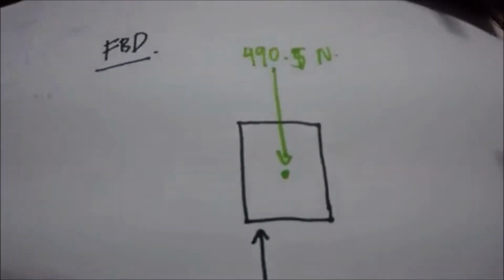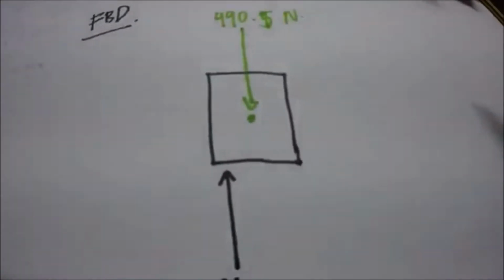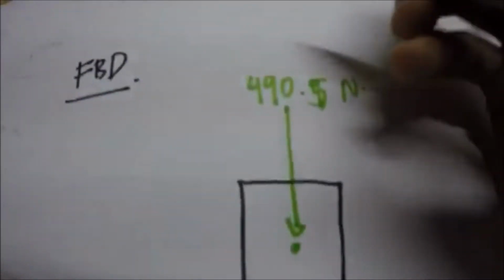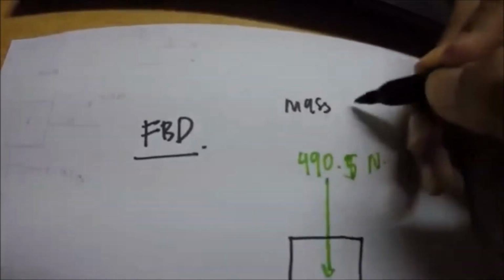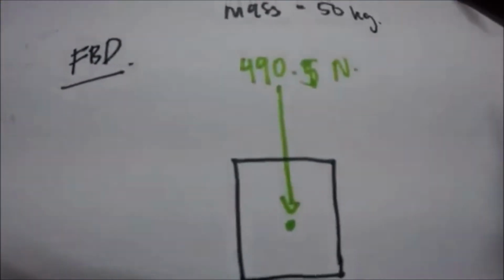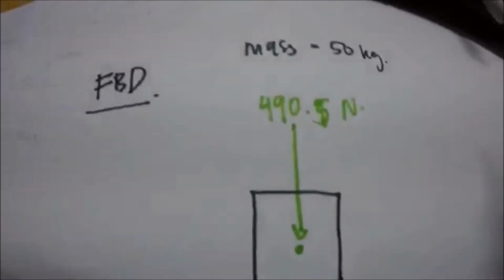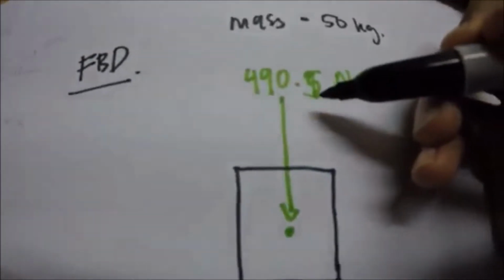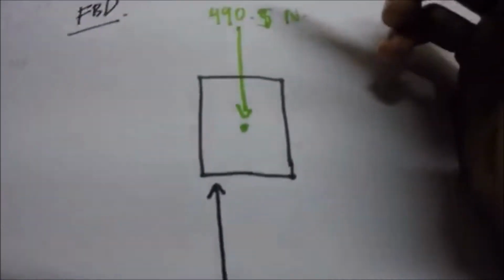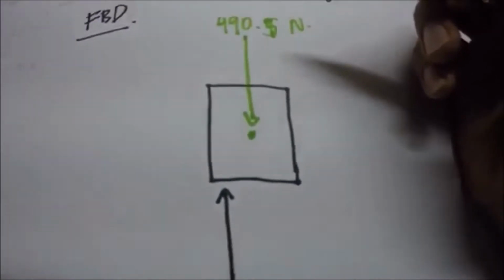Okay, so now I will explain the free body diagram for this problem. So here we have the crate, and the mass of the crate is 50 kilogram, and then to solve the problem we need to change it into Newton, and it is about 490.5 Newton.